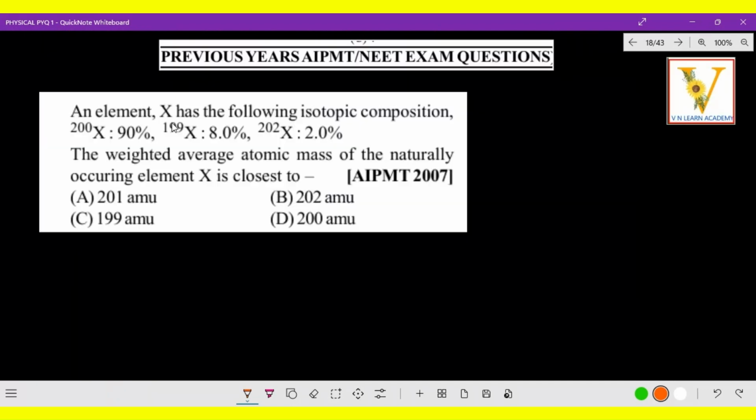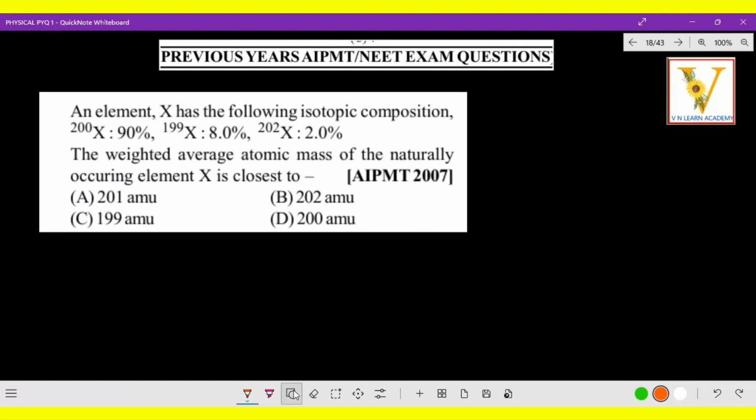270. So, an element X has the following isotopic composition: X 200, that is 90 percent, X 199, that is 8 percent, and X 202, it is 2 percent. The average atomic mass of naturally occurring element X is closest to? So which is the correct option according to this question? This is the average atomic mass that we are going to conclude.